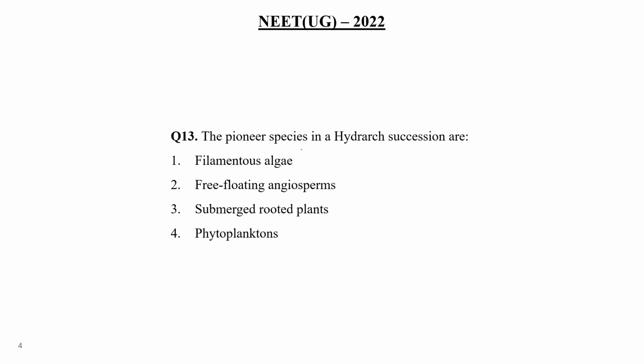Clear? Question 13: the pioneer species in hydrarch succession is. Is this filamentous algae, free floating angiosperm, submerged rooted plant or phytoplankton? Pioneer species in the case of hydrarch succession. We have discussed that pond example for hydrarch succession, one by one, step by step, from the smallest one to comparatively bigger, and then free floating, and this is how hydrarch gets converted into land and forest.